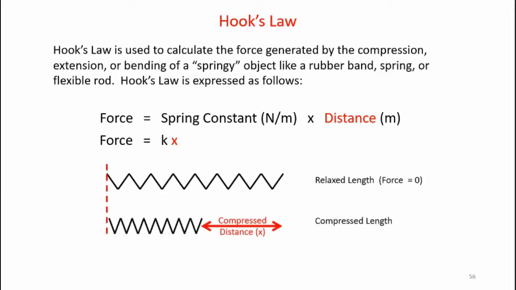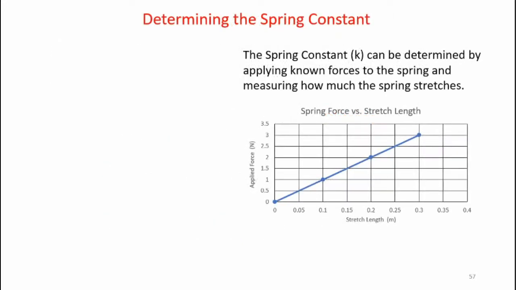So here's our spring. The top spring is in its relaxed state. The force is 0 because deflection is 0. We compress the spring a certain distance x. We can calculate the force being applied by that spring by applying F = kx. The spring constant k can be determined by applying known forces to the spring and measuring how much the spring stretches.